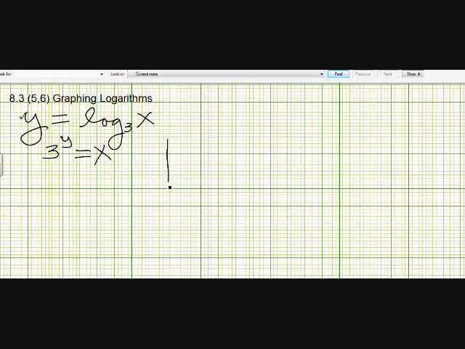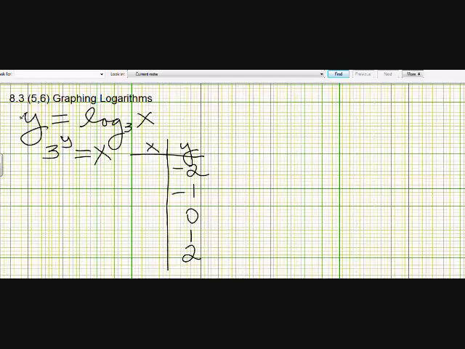So I'm going to make myself a little xy table. But my x is the isolated variable. So I'm not going to put in numbers for x. It'll be too hard to work backwards. But if I instead put in numbers for y, then I can take 3 to that number and solve for the x. So I'll use my standard numbers, -2, -1, 0, 1, 2, for my y's. And then I'll calculate the x's.